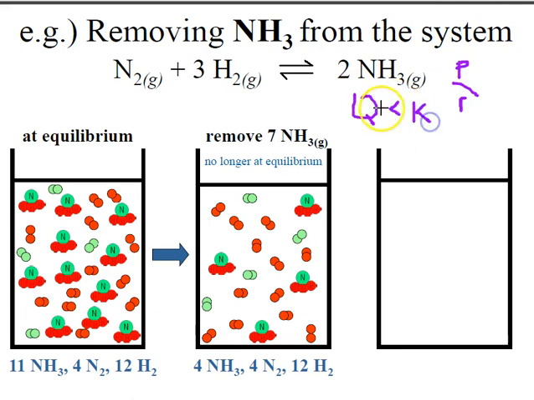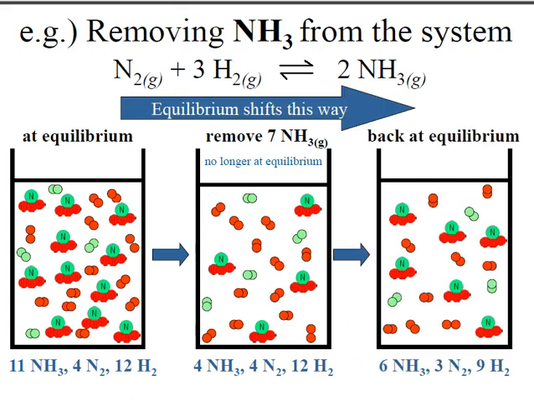So how are we going to get Q to get back to K? We've got to move to make more products because we took them out. So now we don't have enough. So how do we make more products? Well, we have to use reactants to make products. So we're going to use some of our reactants to make some more NH3 to get back to equilibrium.